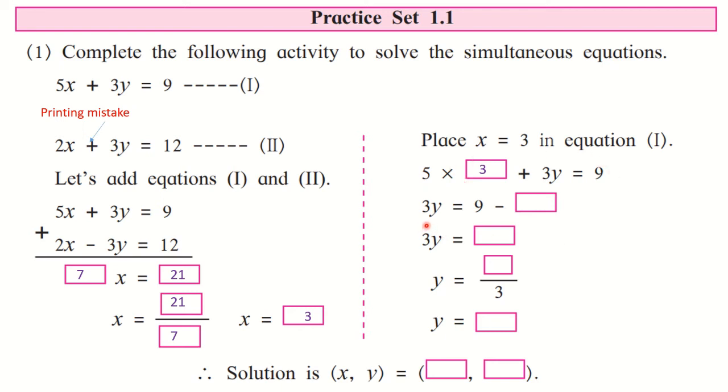So, here the next step is 3y is equal to 9 minus 15. 5 threes are 15. So, that 15 will come here. Okay. This is your next answer. Afterwards, 3y is equal to 9 minus 15. The answer is minus 6.